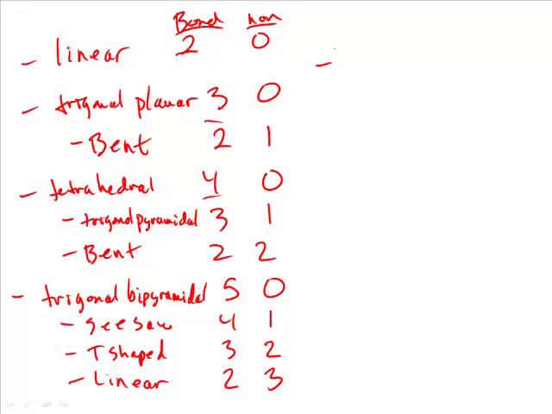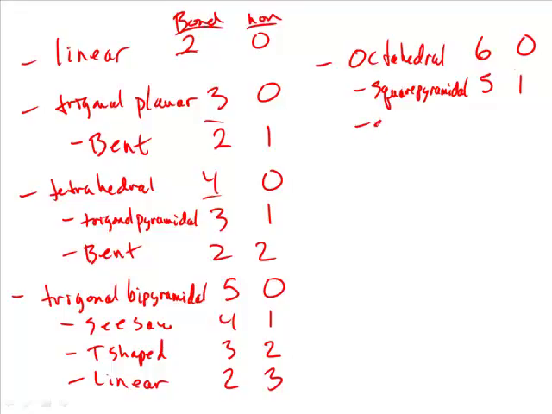And then our final one is the octahedral, and that's with 6 bonds and no non-bonding pairs. And then the 2 that are within that one are the square pyramidal, and that's when you have 5 bonds and 1 non-bonding pair. And then you've got the square planar, which is 4 and 2.